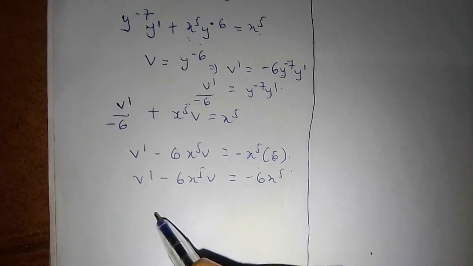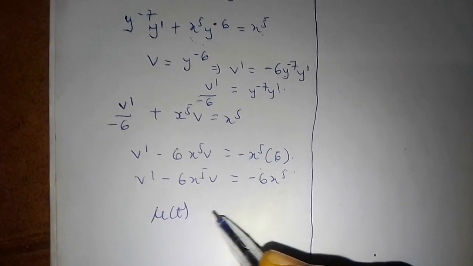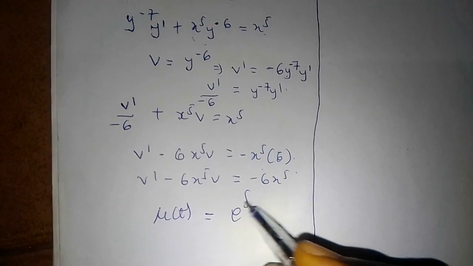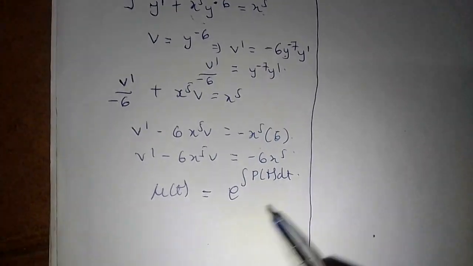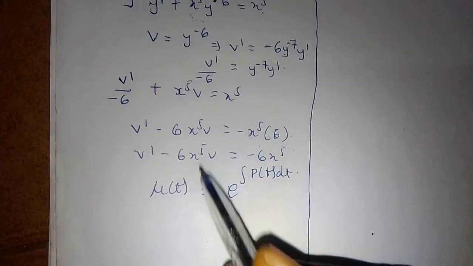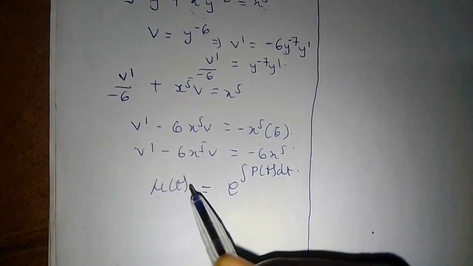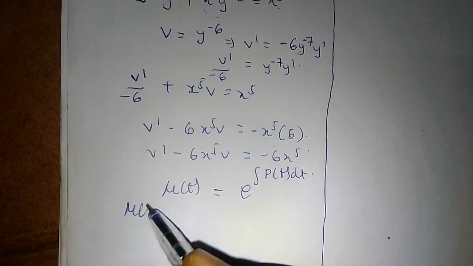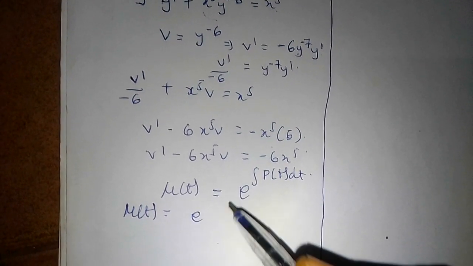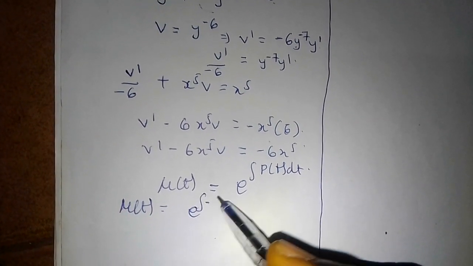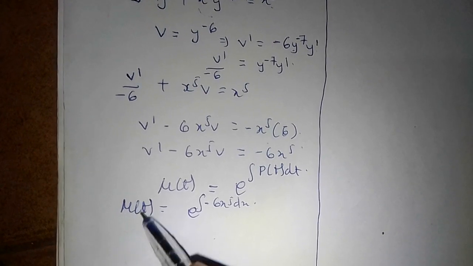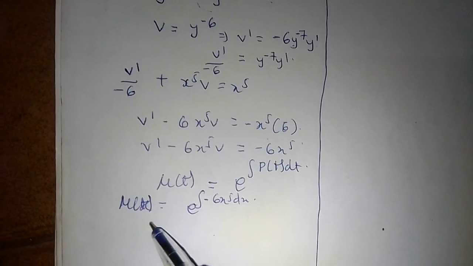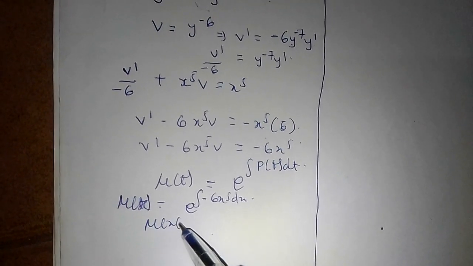The next thing to do is to find the integrating factor mu of t, which is given by e to the power integral p of t dt. Once I have this, p of t is the coefficient of v here, so my mu becomes e to the power integral of negative 6 x to the power 5 dx. So let me make it mu of x rather. So my mu of x will further be simplified.